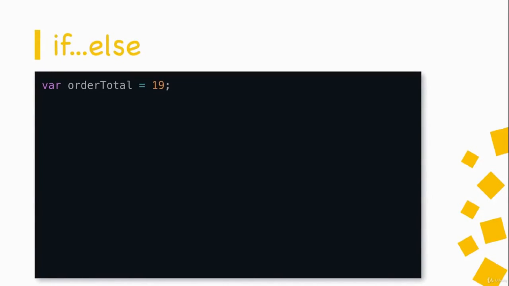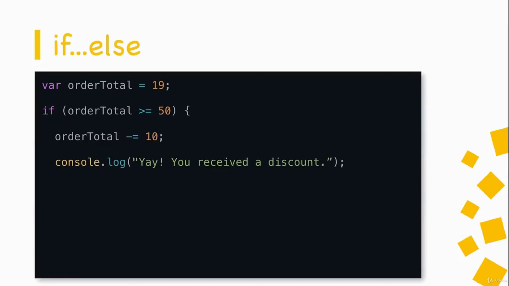Okay, so now let's revisit the discount campaign we built for an e-commerce store in the previous video. In that video, we had a variable order total which contained the total value of the order. So in this case, we'll have the variable again, var orderTotal, and we'll set the value 19. So $19 is the total value of this order. Then we'll define the if conditional. So if orderTotal is equal to or greater than 50, just like in the previous video, then orderTotal minus equals 10, which means 10 will be subtracted from the order total and the new value will be assigned to the orderTotal variable. And we'll log to the console, yay, you received a discount. This is what will be logged if the condition is true.